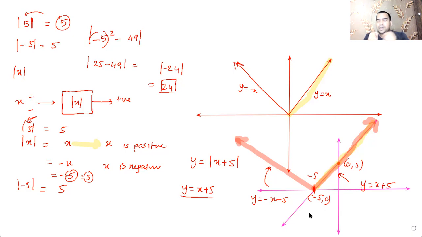So if you just understand the basic thing, it is that you're making the entire y values negative. So suppose this side, this was x plus 5, and if I multiply by negative in order to make these values positive, they become negative x negative 5. So this is the basic idea of how we sketch the absolute value graph. Let us take one more example.